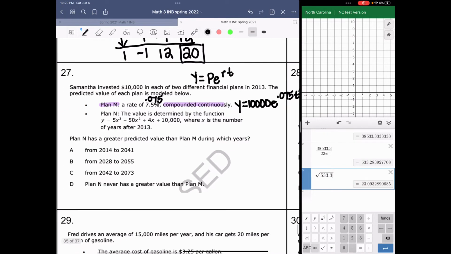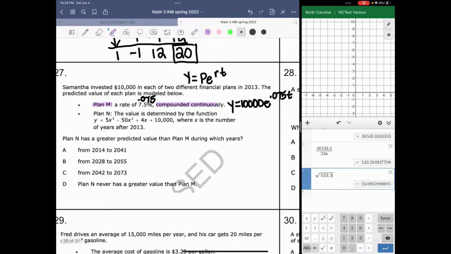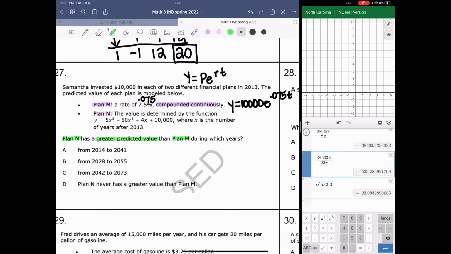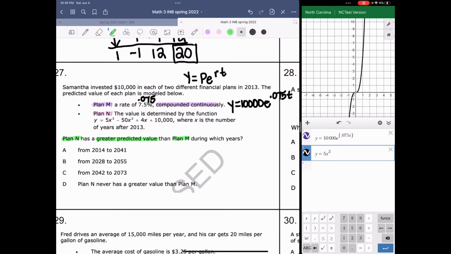Now, they give you Plan N as well. It is given to you by a polynomial, and x is the number of years after 2013. So they want to know, when is Plan N greater than the predicted value of Plan M? So we've got to figure out when that is greater. I recommend using Desmos here and looking at the graph. So you would put in both equations. So we have 10,000 e raised to 0.075x. Then we have y equals, and then we're going to put in the polynomial given.